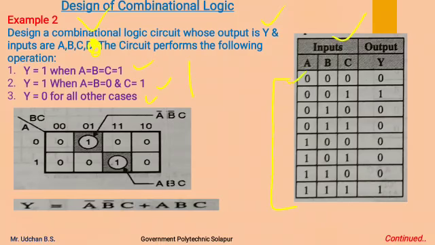The first one is 0 0 0. Here the first condition is not going to be satisfied and the second is also not going to be satisfied, so we are going to keep Y as 0.